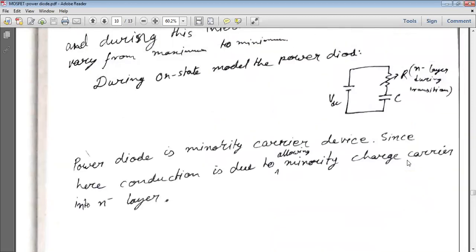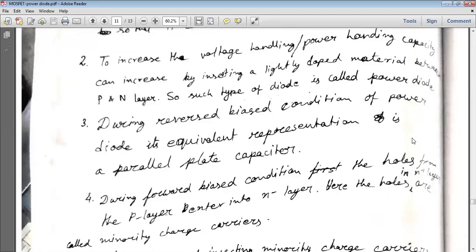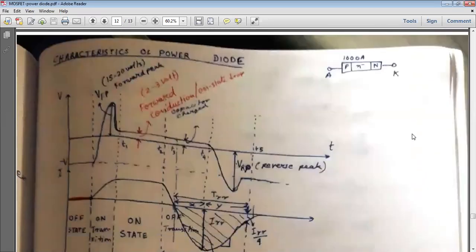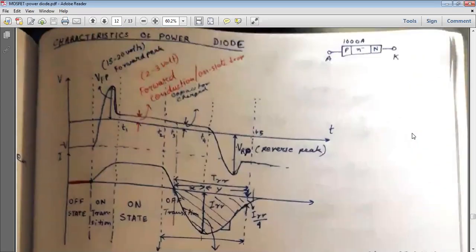So the circuit will become like this. Can you see this picture? That is the source voltage with a variable resistance and a capacitance. So the power diode is actually a combination of a rheostat, or variable resistance, and a capacitance. Is it clear?